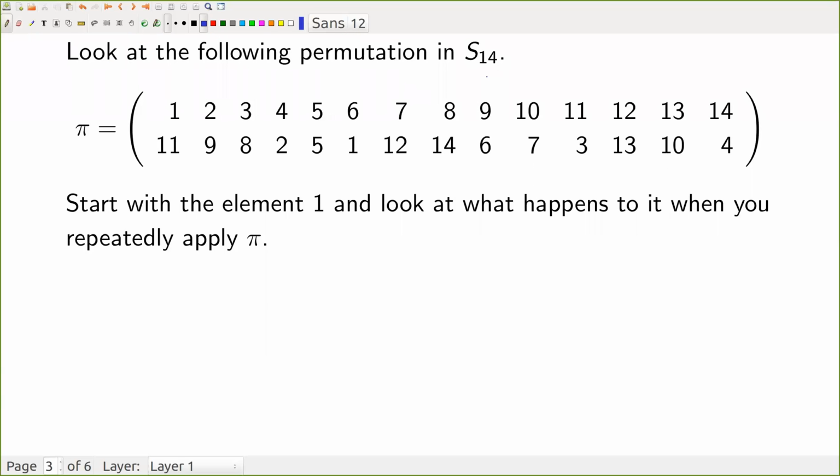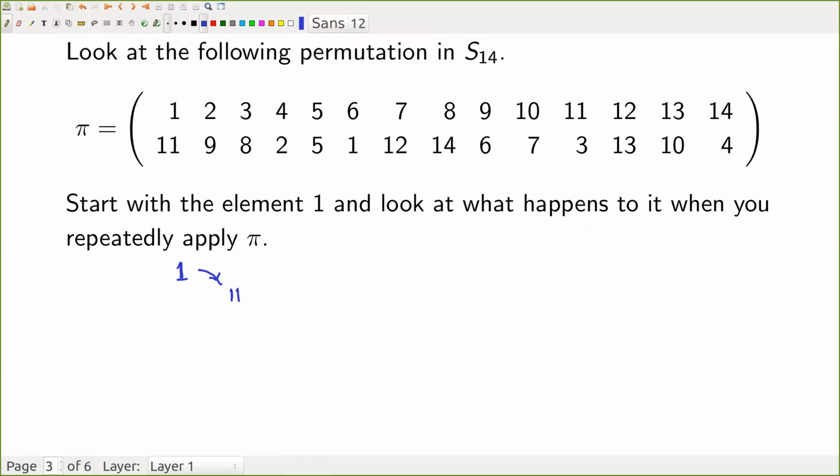Okay, here's a permutation in S14. As you can see, S14 is the group of all permutations of the elements 1 through 14. They all appear in the second row somewhere, I hope. And another way to visualize this permutation, which turns out to be quite powerful in group theory, is instead of just looking at it as a list of 14 elements and their 14 images, look at what happens if you start at a particular element and repeatedly apply the permutation to it. So if you start at 1, because that's the first one in the natural order, you could start anywhere, but let's start at 1. And look at what happens if you apply pi to 1. We find that 1 under pi goes to 11.